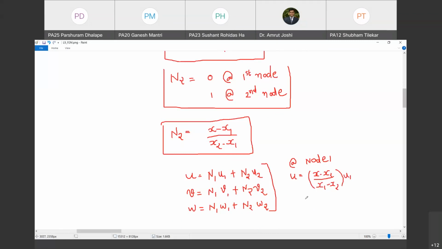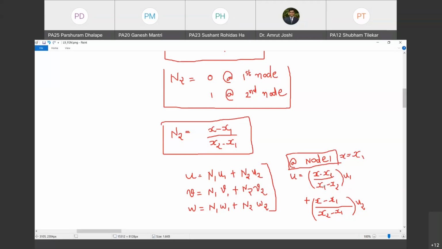u1 plus n2 u2. What is n2? x minus x1 upon x2 minus x1. This is n2 into u2. At the first node, what is the value of x? Can you type in the chat box? At node number 1, what is the value of x? Node number 1 corresponds to x equal to what? x1. So if I substitute x equal to x1 here, what is going to happen? Tell me.